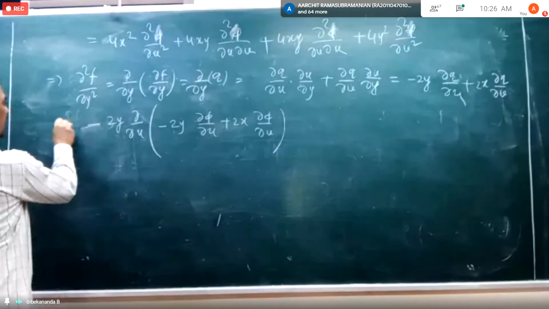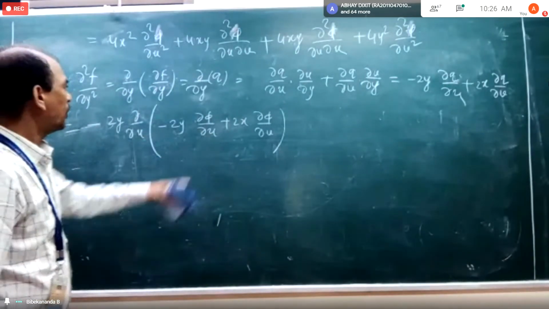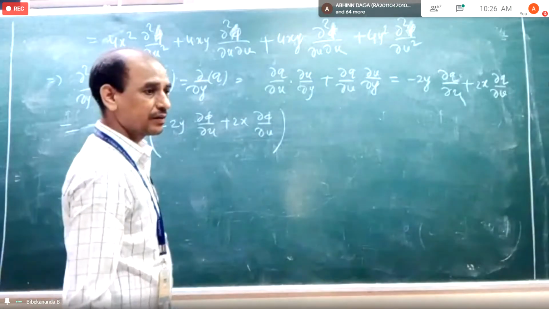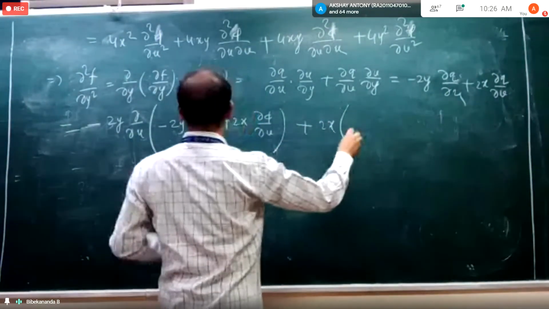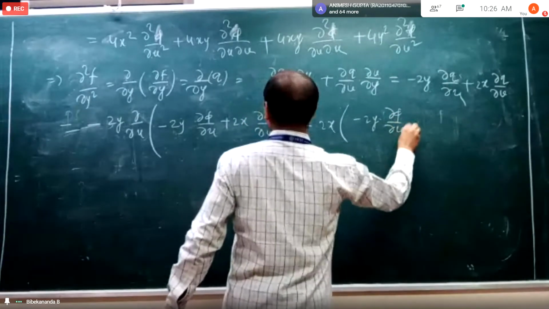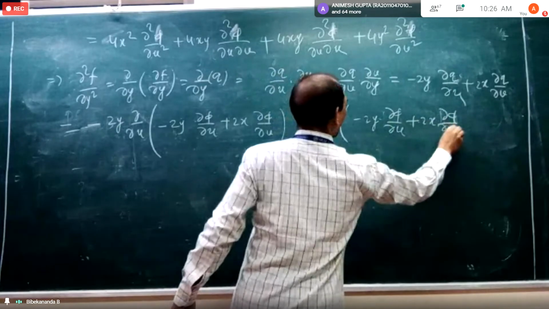Minus 2y ∂φ/∂u plus 2x ∂φ/∂v. Is it fine now? Yes, sir. Okay. So 2x into what is the cube? Minus 2y ∂φ/∂u plus 2x ∂φ/∂v.